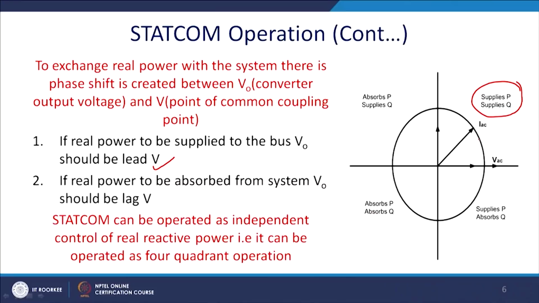In the second quadrant, what happened? This is basically I and V, and in this quadrant voltage is negative. So, for this reason it absorbs P, but it supplies Q. And in the same way, here in the third quadrant it absorbs both P and Q, but in this case it supplies P and absorbs Q. So, total 360-degree operation is possible, and accordingly you can choose the operating condition of your system.